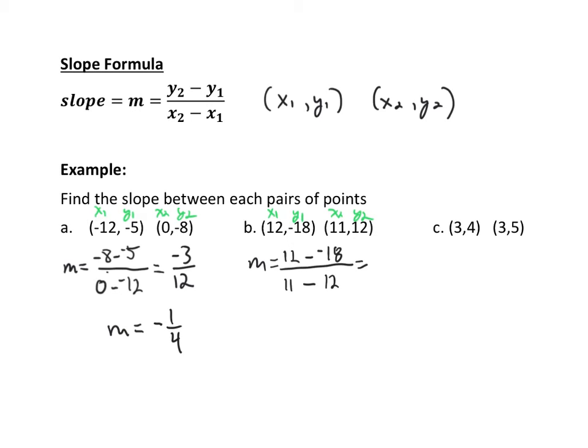As we did in the previous example, if you subtract a negative, you're really adding. So this is really 12 plus 18, which is 30. And 11 minus 12 would be -1. In this case, 30 is divisible by 1. So 30 divided by -1 tells us the slope was -30.